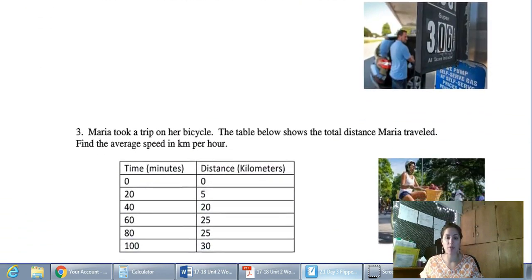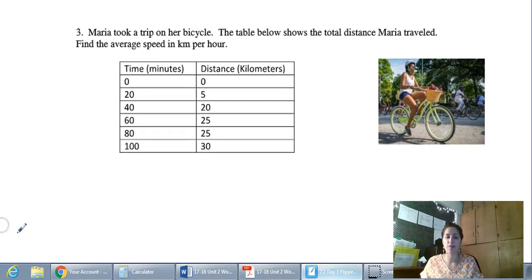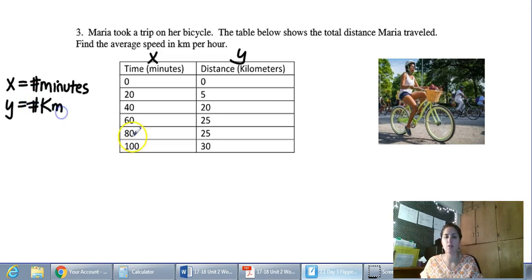Let's go do number 3. Number 3 says, Maria took a trip on her bicycle. The table below shows the distance she traveled. Find the average speed in kilometers per hour. So what's nice about tables is that I see my X values is minutes and Y is distance right away. So off to the side, X equals number of minutes and Y equals the number of kilometers. That's how distance is being measured.